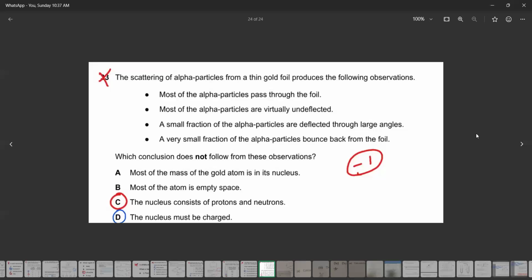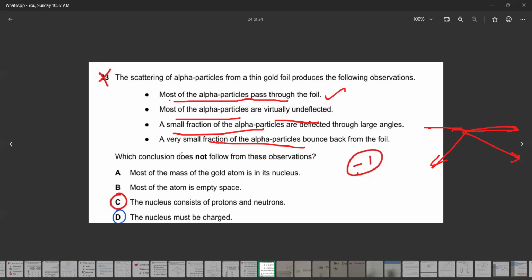The question is about alpha particles. This is the gold foil experiment. Most alpha particles pass through the foil, virtually undeflected. A small fraction of alpha particles change direction through large angles, and a small fraction bounce back. So some bounce back, some change direction, and most of them pass through. Which conclusion does not follow from these observations?